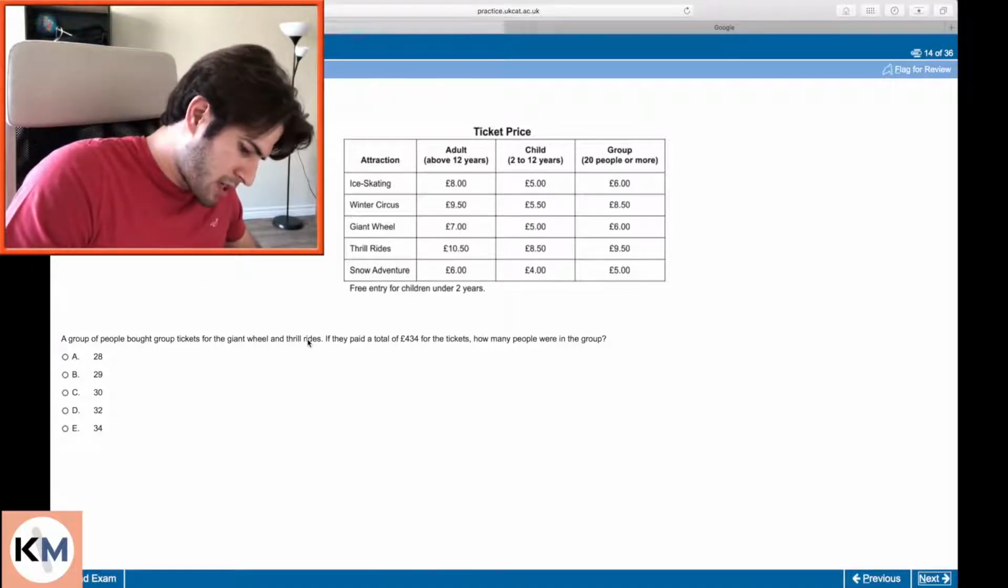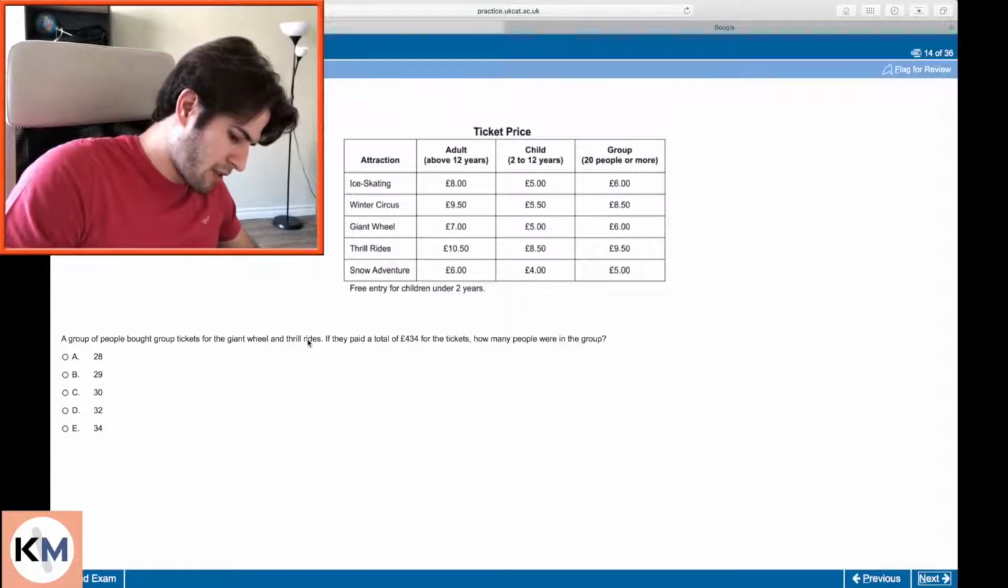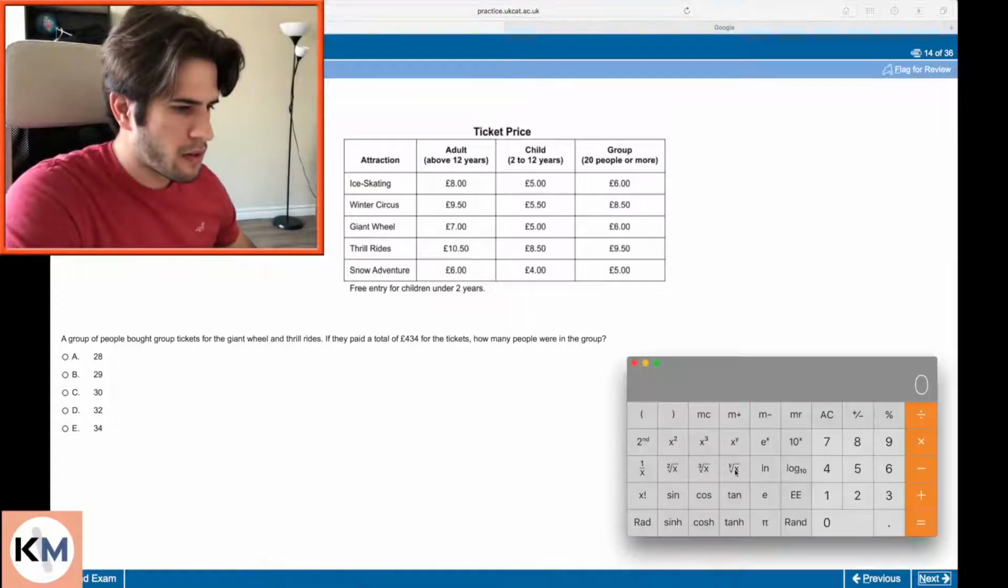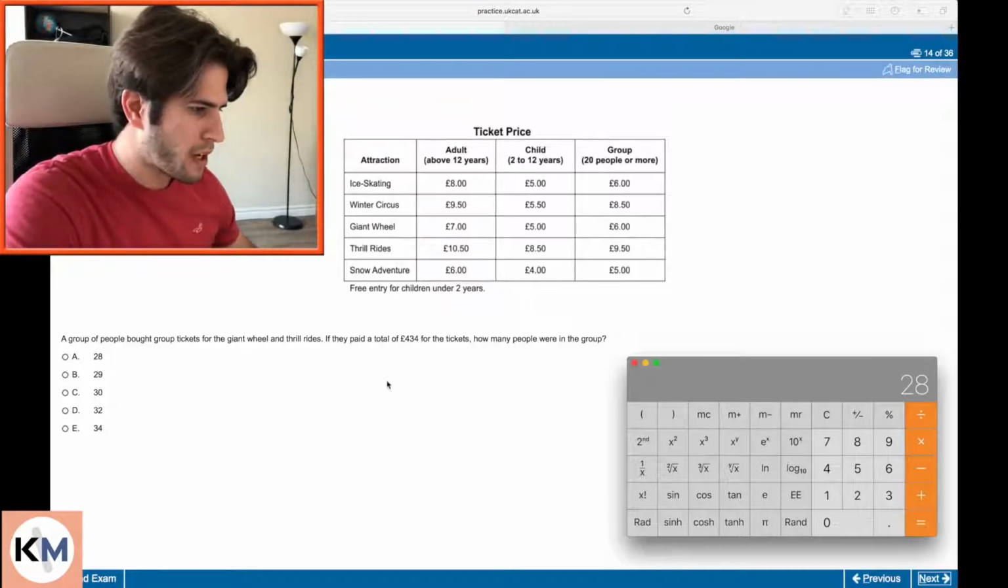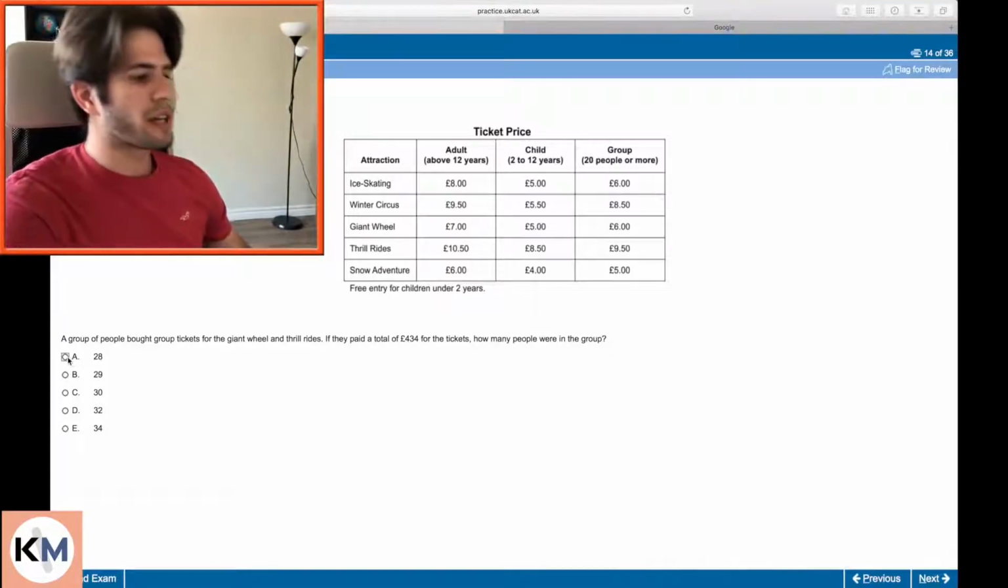So 6x plus 9.5x equals 434. 9.5 plus 6 is 15.5. So x is 434 divided by 15.5. That's not going to give me a straight answer. Let's see what we get. 28. Oh, it does give me the same answer. So the answer is 28.